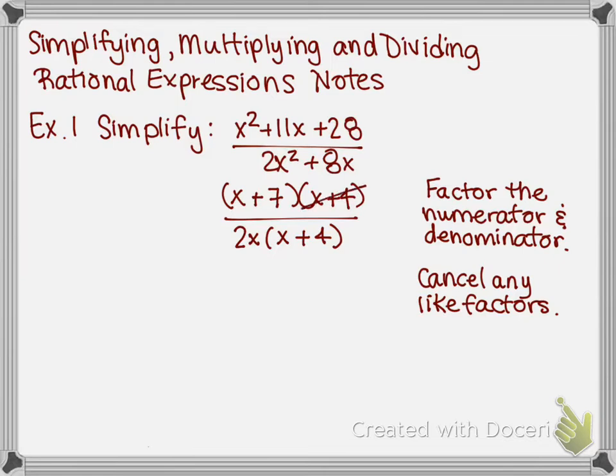So the x plus 4s are a like factor. Those can cancel. Now we're left with x plus 7 over 2x. We cannot cancel any more factors. Some people want to cancel out this x and this x, but this x on top is not a factor. That x is not multiplied times anything in the numerator. So because that is not a factor, it can't be canceled out.